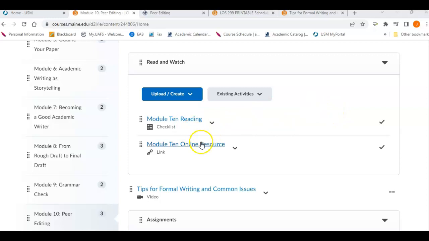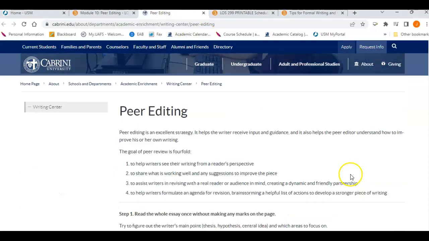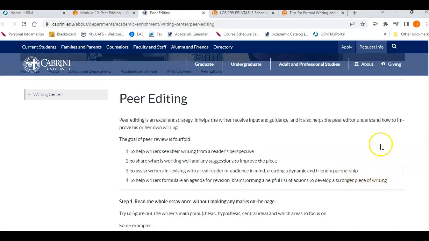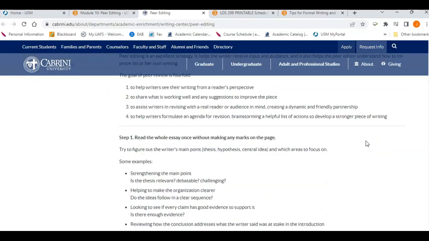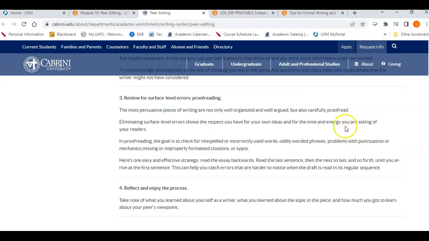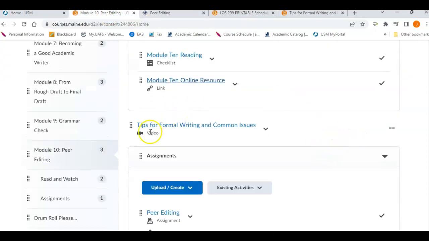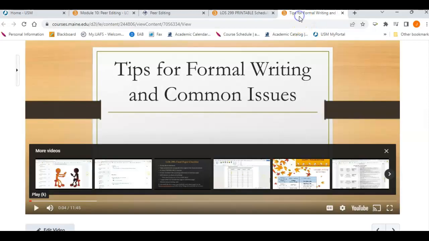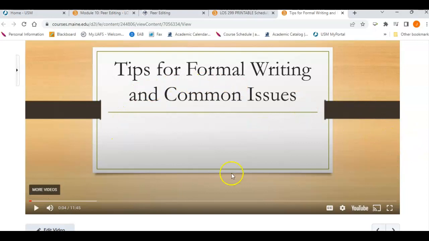So for this week, you have your Module 10 reading. You have your Module 10 online resource, which gives you some peer editing strategies. As the peer editor, make sure you read through this, and it gives you some things to focus on as you're reading your peer's paper. There's also a tips for formal writing and common issues video that I put together. It has some good information on things you might not have thought about as you go through your paper.